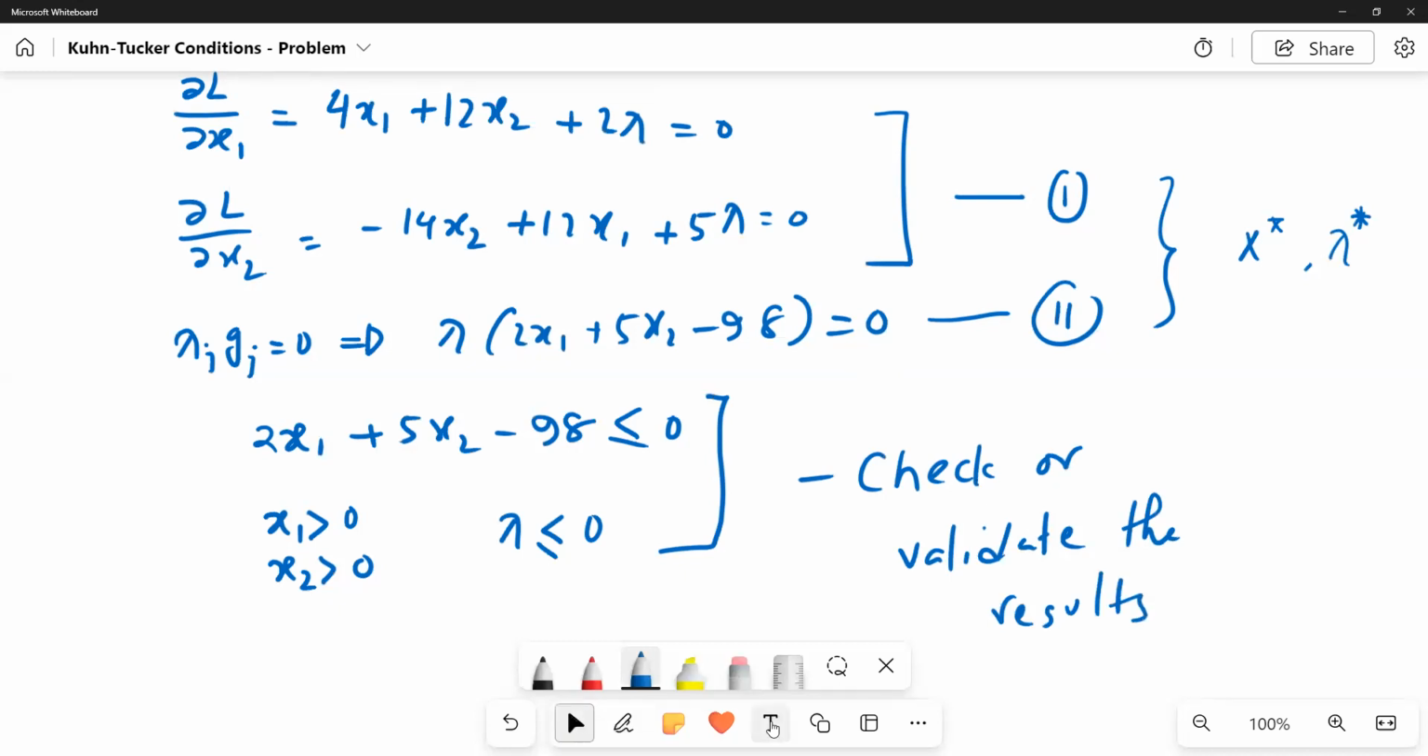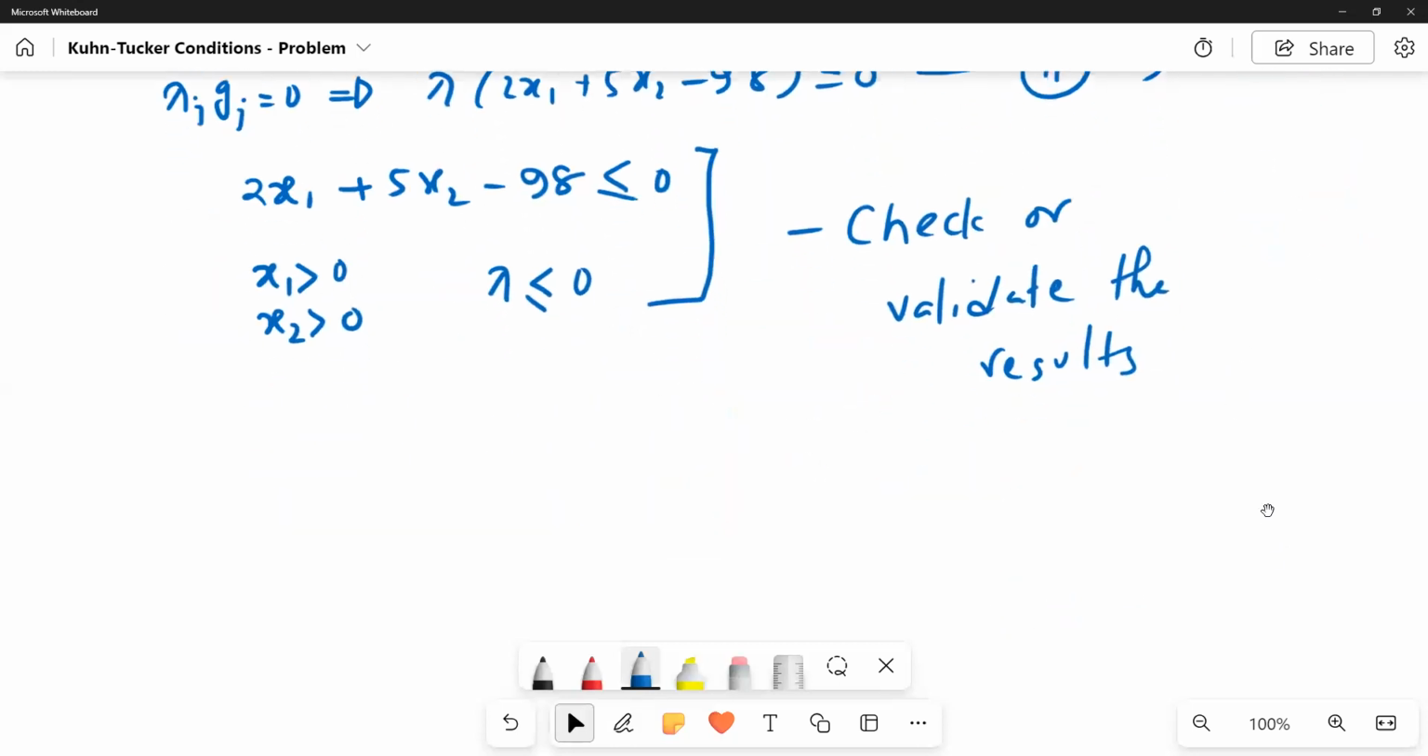Okay, so let's proceed with solving equation 1 and 2. Equation 1 has two parts, so you can say this is 1a and 1b. So now solving these two. And also two conditions are there. Since there is only one lambda, we have two cases to check. Case 1 is lambda equal to 0, and case 2 is lambda not equal to 0.